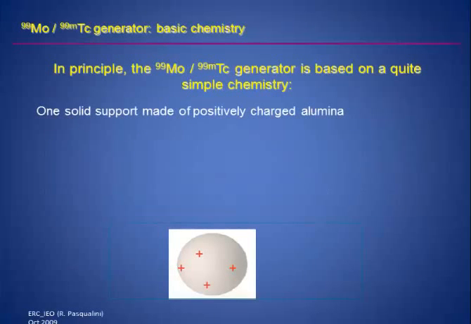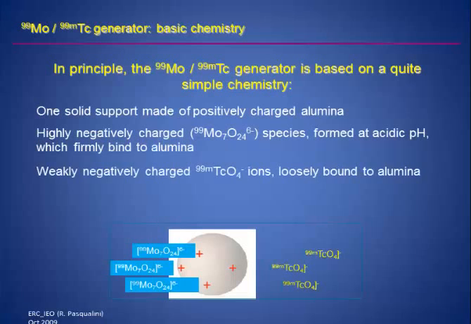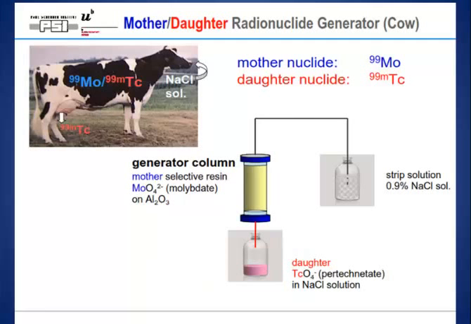So the basic principle, as you see, is that aluminum is a strongly positive column, and the highly negatively charged molybdate species at acidic pH bind to it. That makes the pertechnetate loose in the column. So this generator is basically the big cow. This is how they call it in Europe: you just take saline, milk it, and it gives you the eluate.